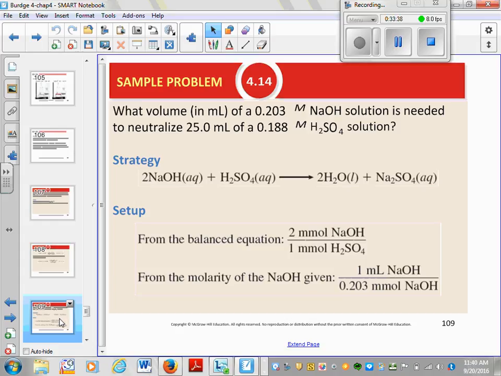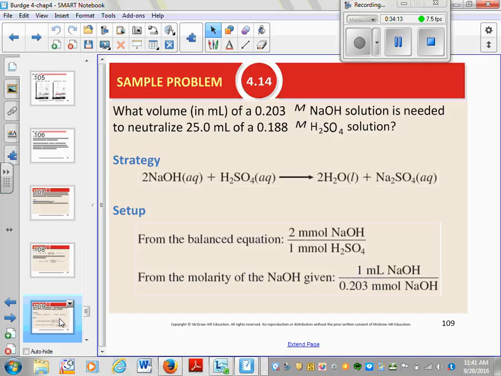Concentrated molarity times the concentrated volume is equal to the diluted molarity times the diluted volume. Well, I'm going to change these subscripts. The molarity of the H plus times the liters of the H plus is equal to the molarity of the OH minus times the liters of the OH minus.